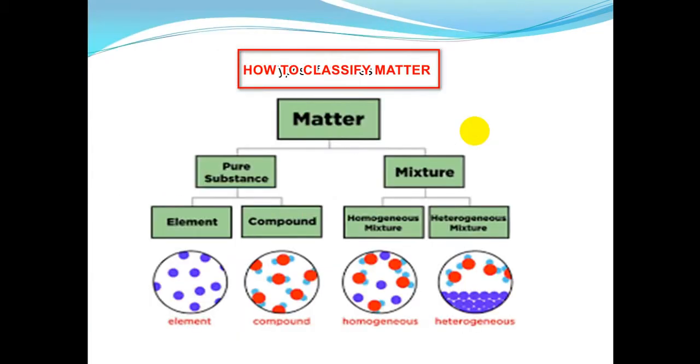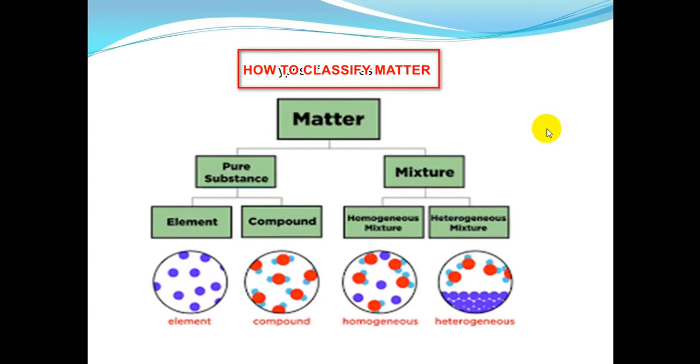So matter, we said, is anything that has mass and volume, and we classify matter into 2 types, pure substances or mixtures. A pure substance has only 1 type of atoms, or 1 type of molecules, like here. It can be an element or a compound. In mixtures, we have 2 types: homogeneous mixture, when all the substances mix completely or evenly, and the heterogeneous mixture, when the 2 components or 2 substances don't mix.